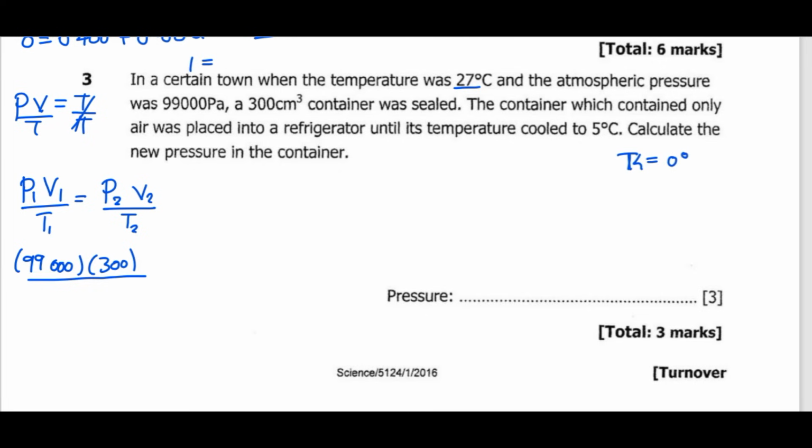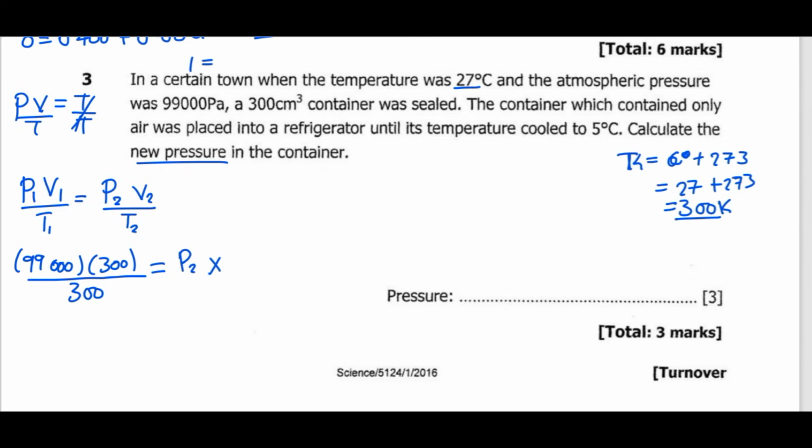So the formula is temperature in degrees Celsius plus 273. So 27 plus 273. So our temperature in Kelvin is 300. So we have our 300 here. Then pressure 2. Calculate the pressure is what we are solving for. So P2.